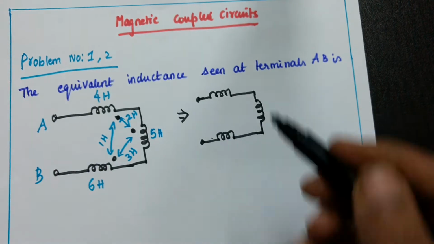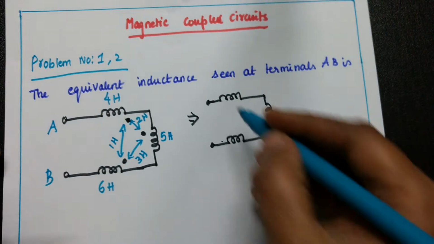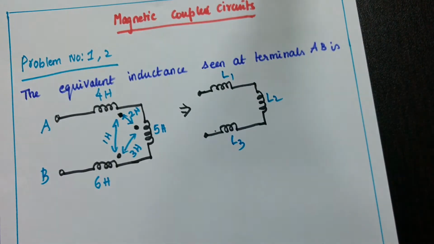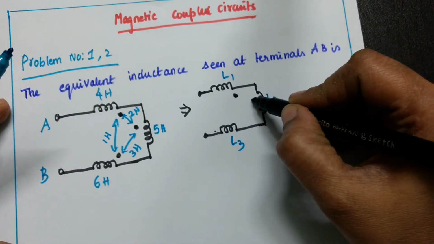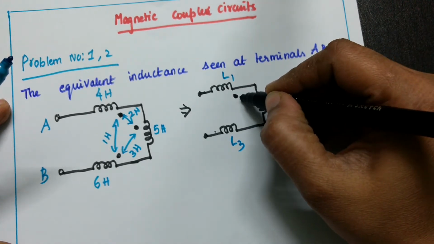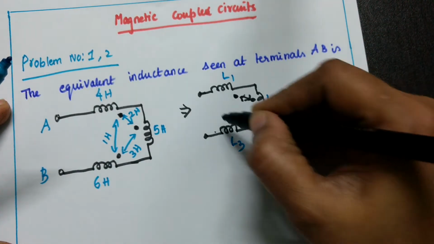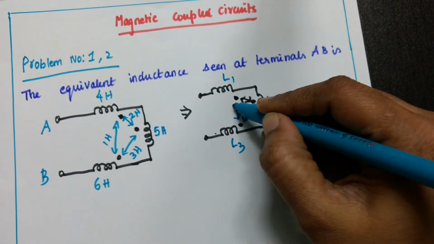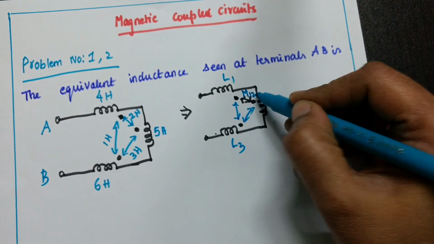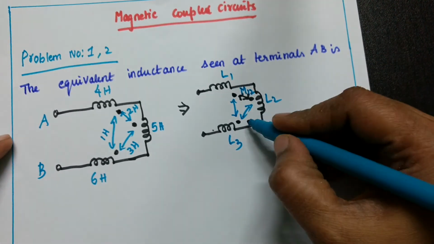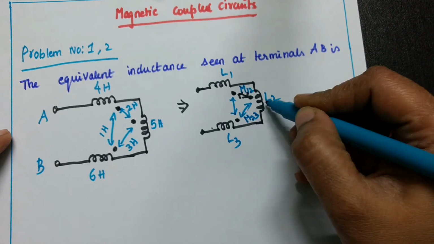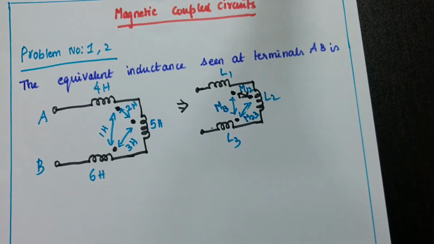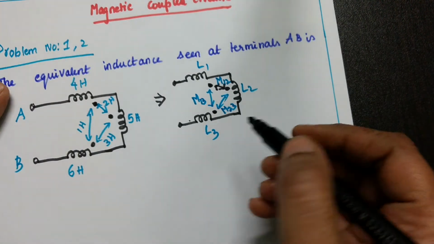So this is between A to B, L1, L2, L3, and here the dots are given here and here. We can represent this as M12 between the first coil and second coil, M23 the mutual inductance between the second coil and third coil, and here M13. So we can write the equation.